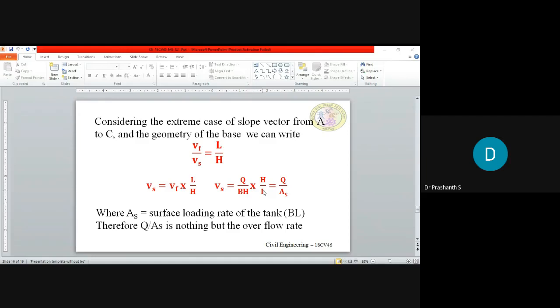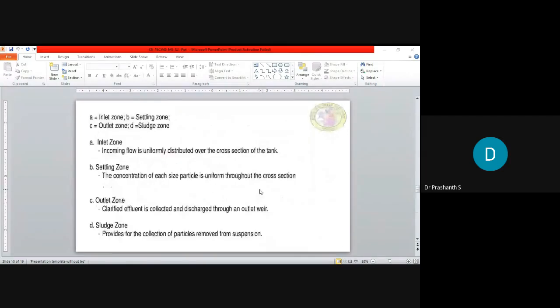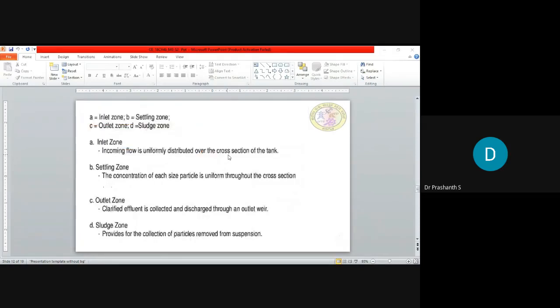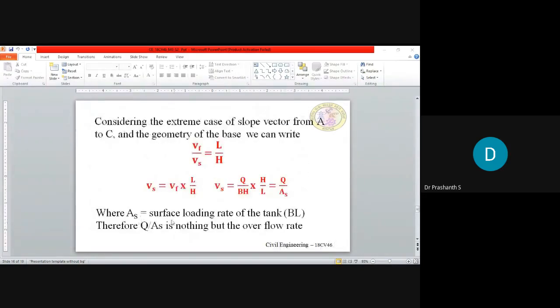I'll show the previous slide. See here, this B into L is the surface area. So Vs is equal to Q by AS, where AS is the surface area of the tank. Therefore, Q by A is nothing but the overflow rate. It is the overflow rate.